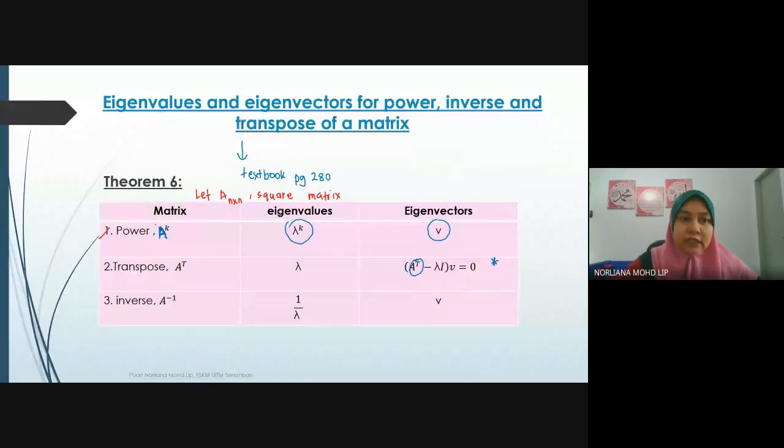Okay, the second one is to find the eigenvalues and eigenvector for the transpose of a matrix, A transpose. So the eigenvalues equal the original eigenvalues. And the eigenvector, you have to find the new one. You have to transpose the original matrix A, and then find the eigenvector.